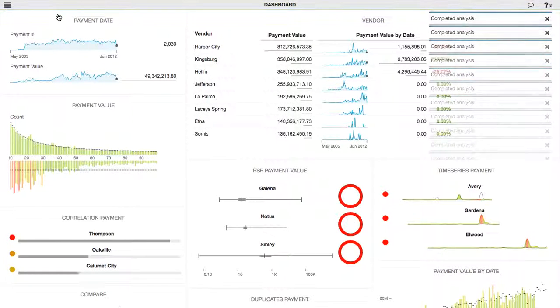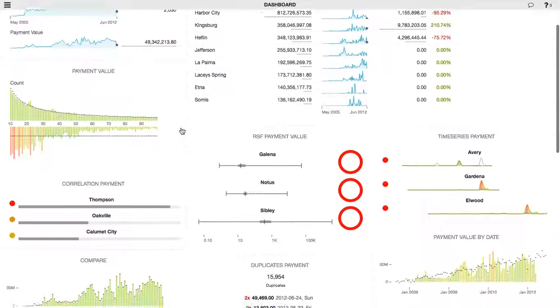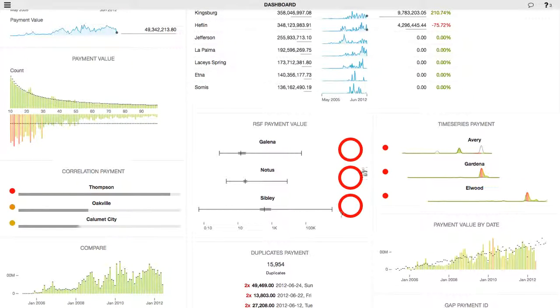Hi everyone, now we will have a look at the RSF analysis, and RSF stands for the relative size factor. So let's take the payment demo as an example, and the RSF analysis is on this tile with some of the lines, bars, and some circles here, like this pattern. The RSF analysis will find unusually large payments compared with the average size of payments per vendor. It will find outliers from the normal payment range per vendor.